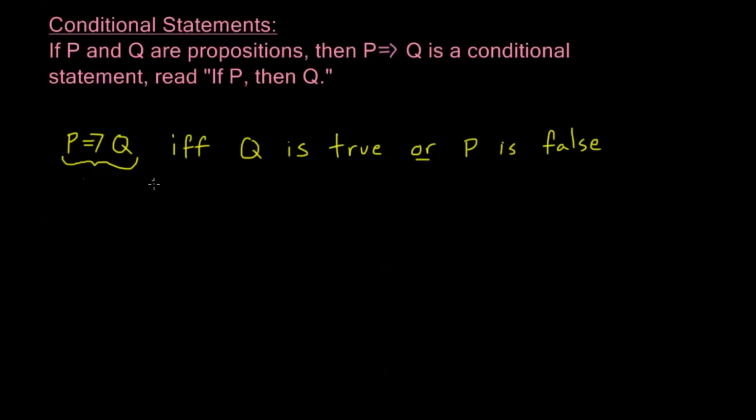So I could actually write this, i.e., P implies Q is an equivalent proposition to P or not Q. Oh, no, I have that backwards, sorry. Q or not P.